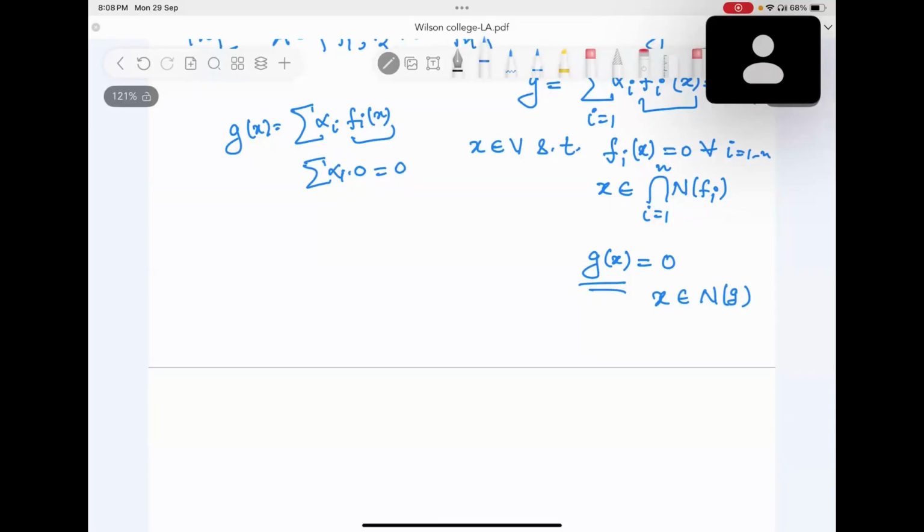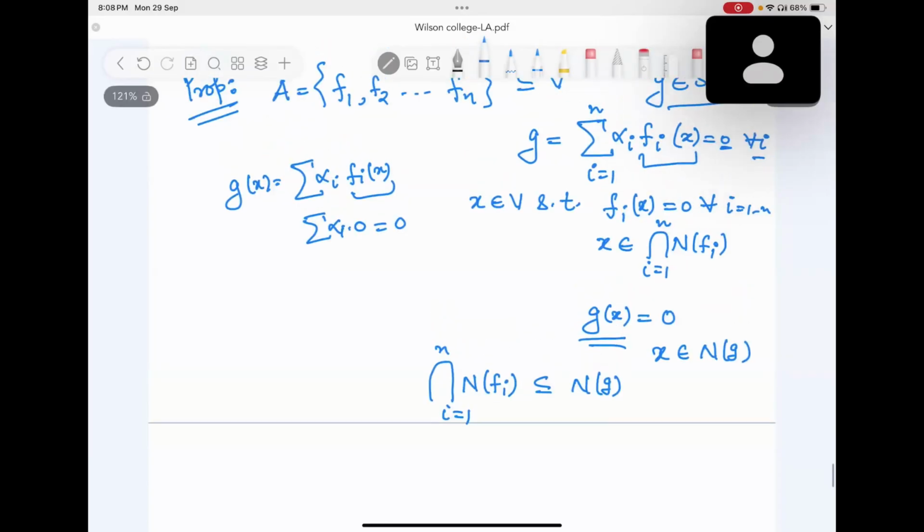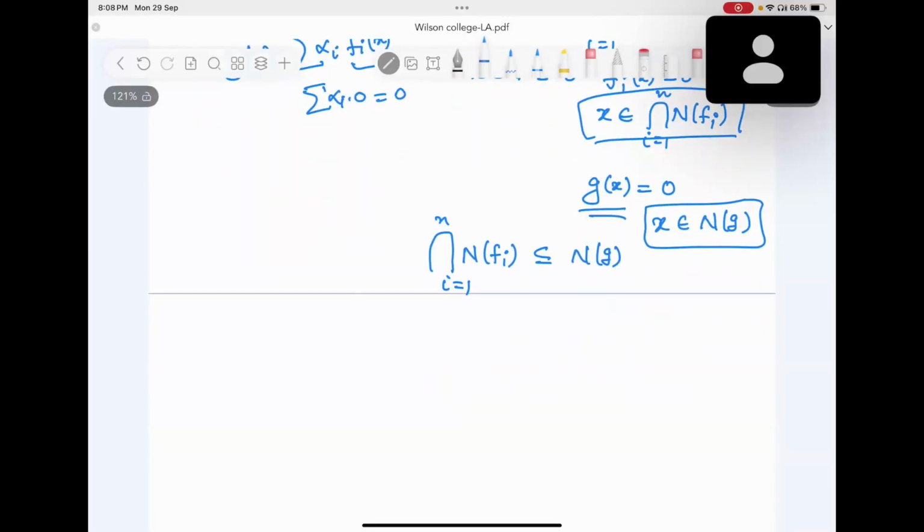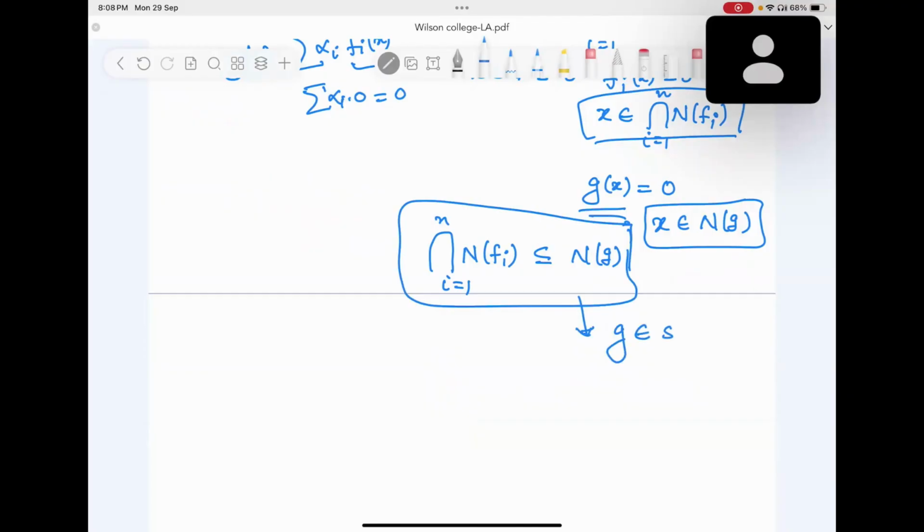So what you can say from here is that the intersection of the null spaces of fi, i equals 1 to n, is a subset of the null space of g. Correct? We have just proved this. We took one x from the intersection of the null spaces of fi, and then we proved that x also belongs to the null space of g. Now the question is, is this the only case when g belongs to the span of the fi's?